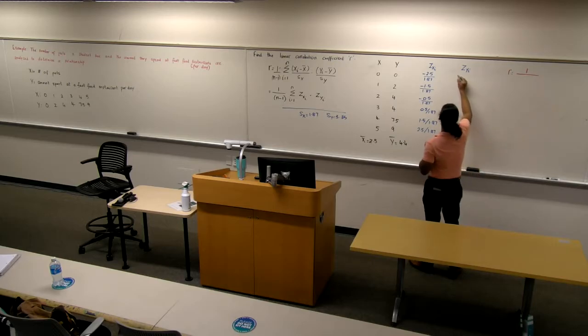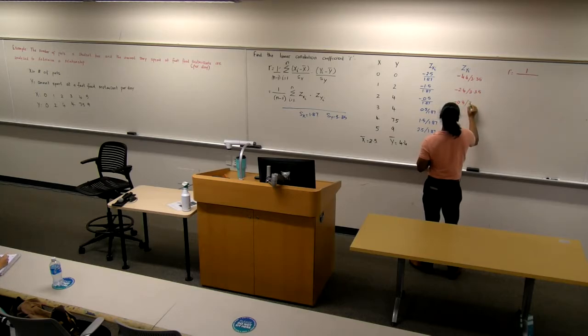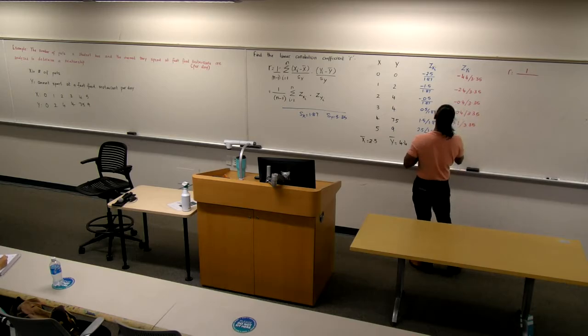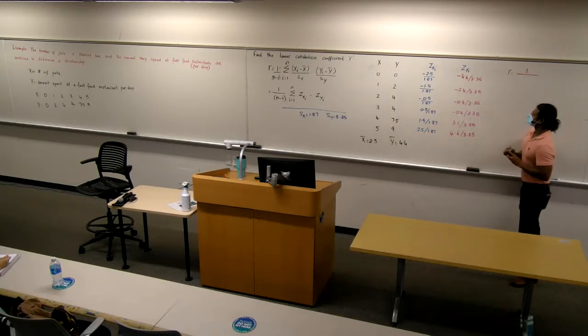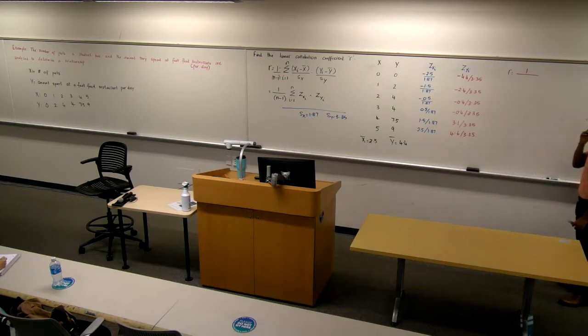So, negative 4.4 divided by 3.35. Negative 2.4 divided by 3.35. Negative 0.4 divided by 3.35. Same. 3.1 divided by 3.35. And 4.6 divided by 3.35. So every single term here is divided by 3.35. Every single term there is divided by 1.87.